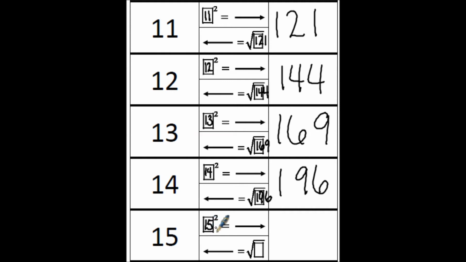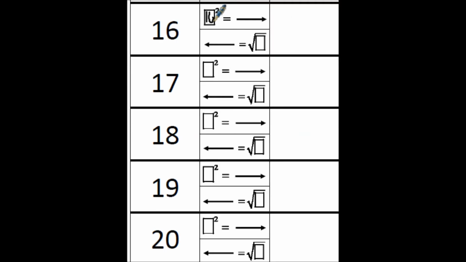Squaring 15 would give us the perfect square, 225, but taking the square root of 225 would get us back to our root of 15. Squaring 16 will get us our 16th perfect square of 256, and taking the square root of 256 would get us back to our root of 16.